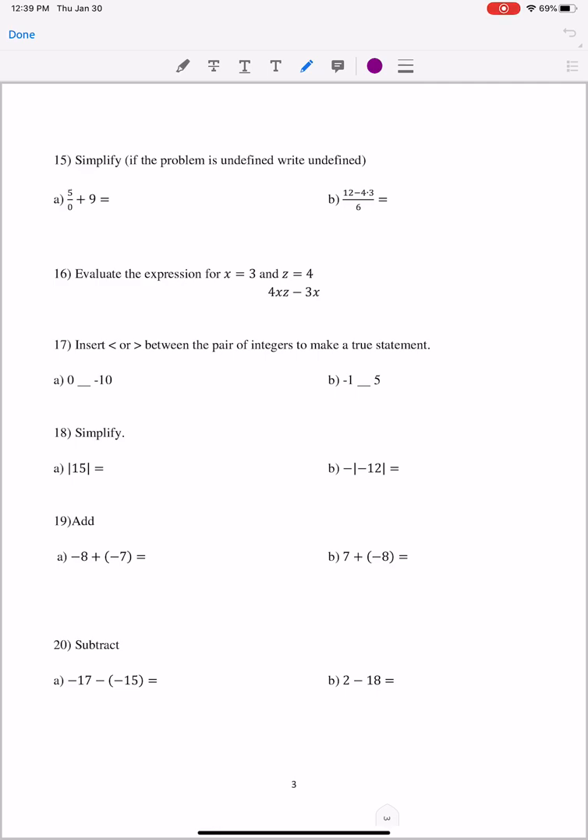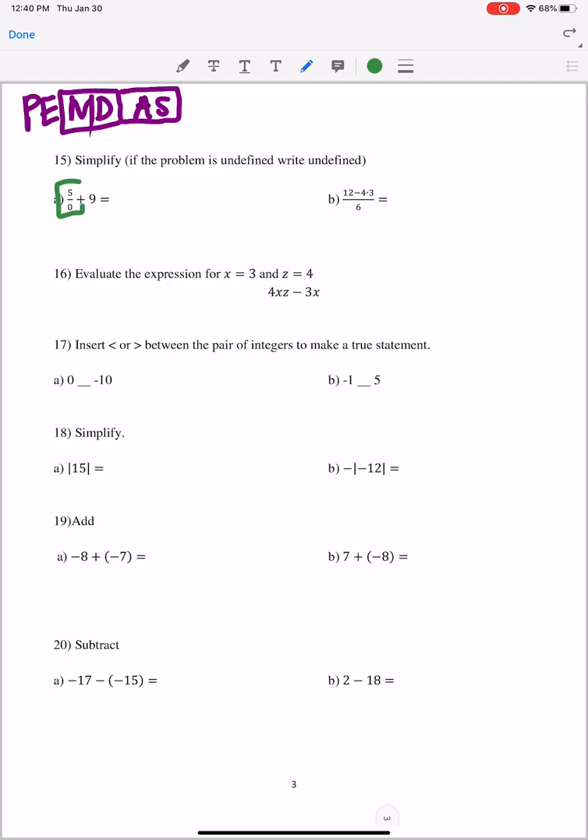Simplify. If the problem is undefined, write undefined. So these still use your order of operations. So we've got please, excuse, my dear Aunt Sally. Multiplying and dividing are even, and adding and subtracting are even. So when I simplify, the first thing that comes up that we need to do is division.